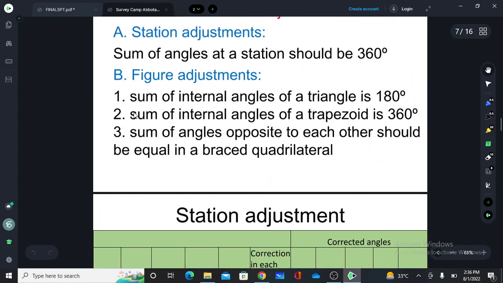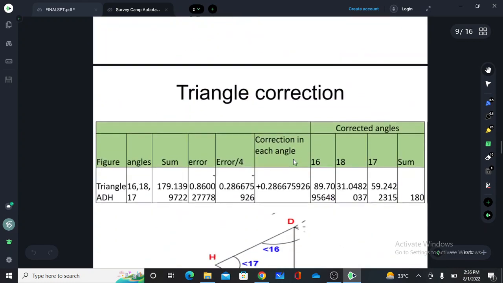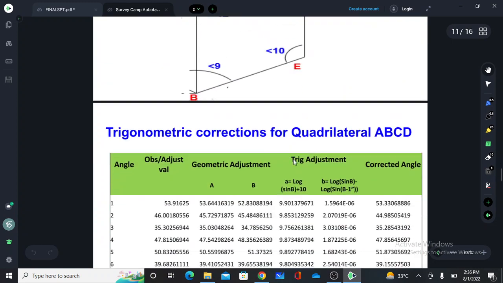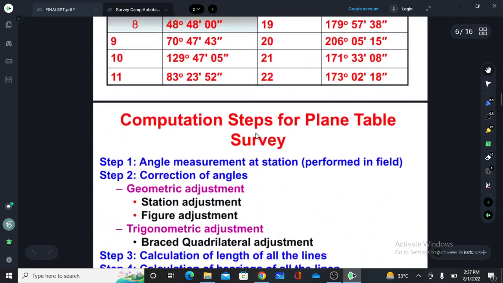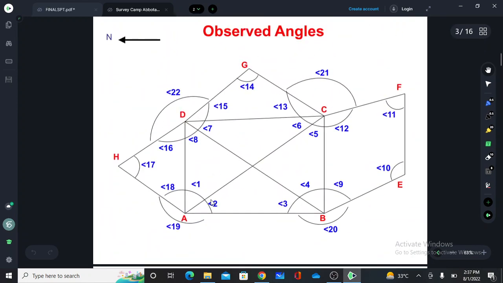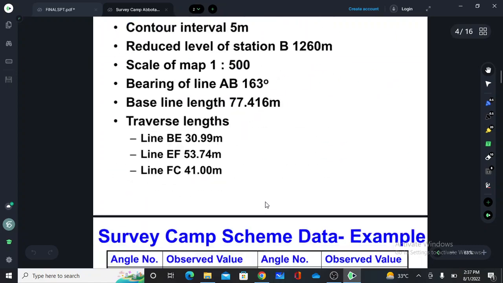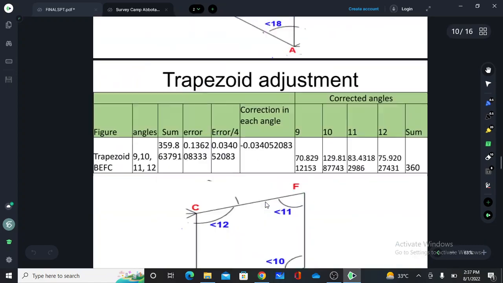Now we look at the brace quadrilateral adjustment table. In the brace quadrilateral adjustment, what we are going to do is draw this table. You see here the angles mentioned are those within the brace quadrilateral. They are 1 to 8. We'll go back to the figure and you see here 1, 2, 3, 4, 5, 6, 7 and 8. These are the 8 angles. So we are writing them in this table.